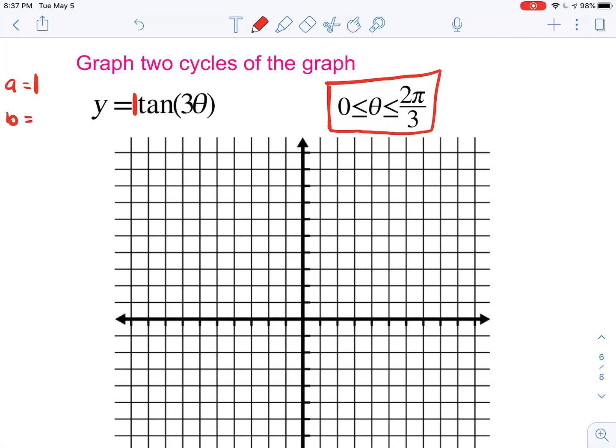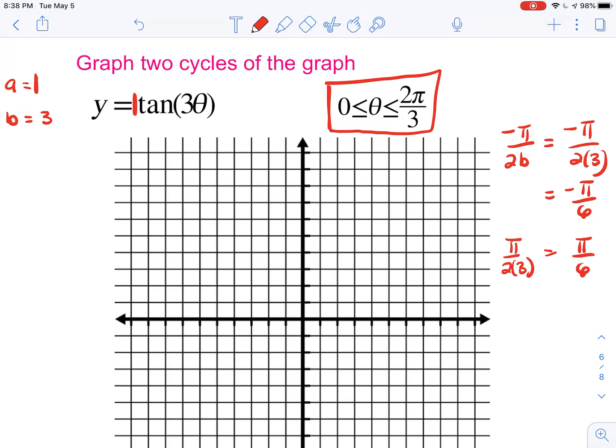Okay, so what's the first thing we should do? We should identify our a value and our b value, right? What's the number in front? Well, there's just a 1 here, so that's good. What's my b value? 3, okay? So what are we going to do first? Well, let's find the interval for which we can graph one full cycle, okay? Let's see where those asymptotes are going to occur. So if I take negative pi over 2b, we're going to get negative pi over 2 times 3.